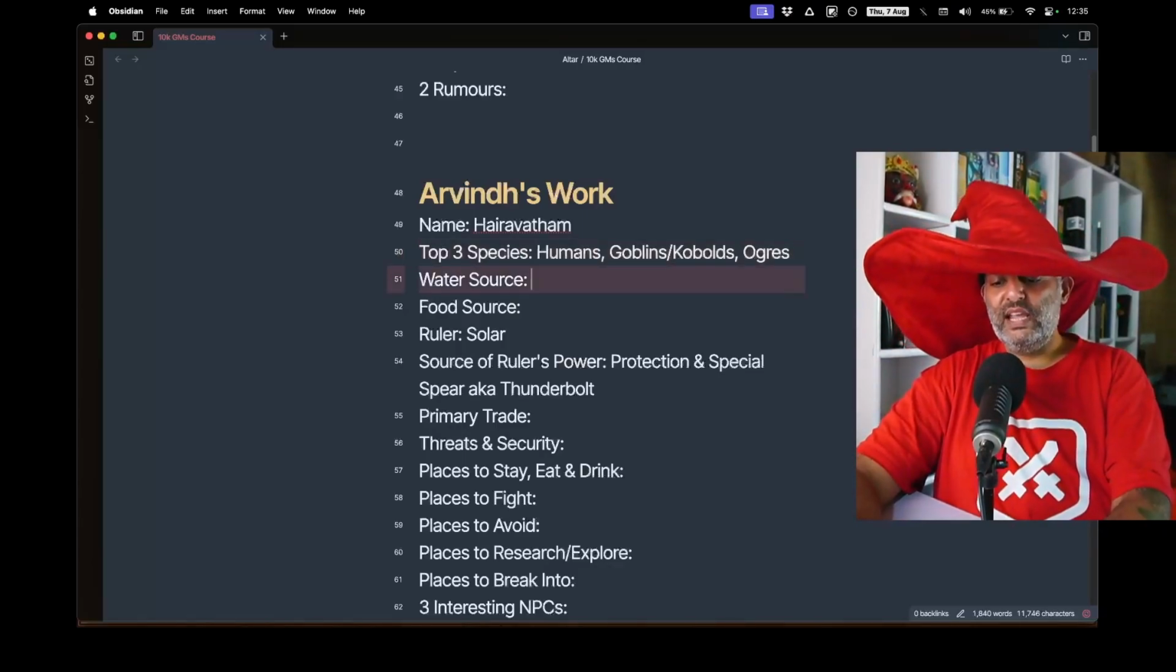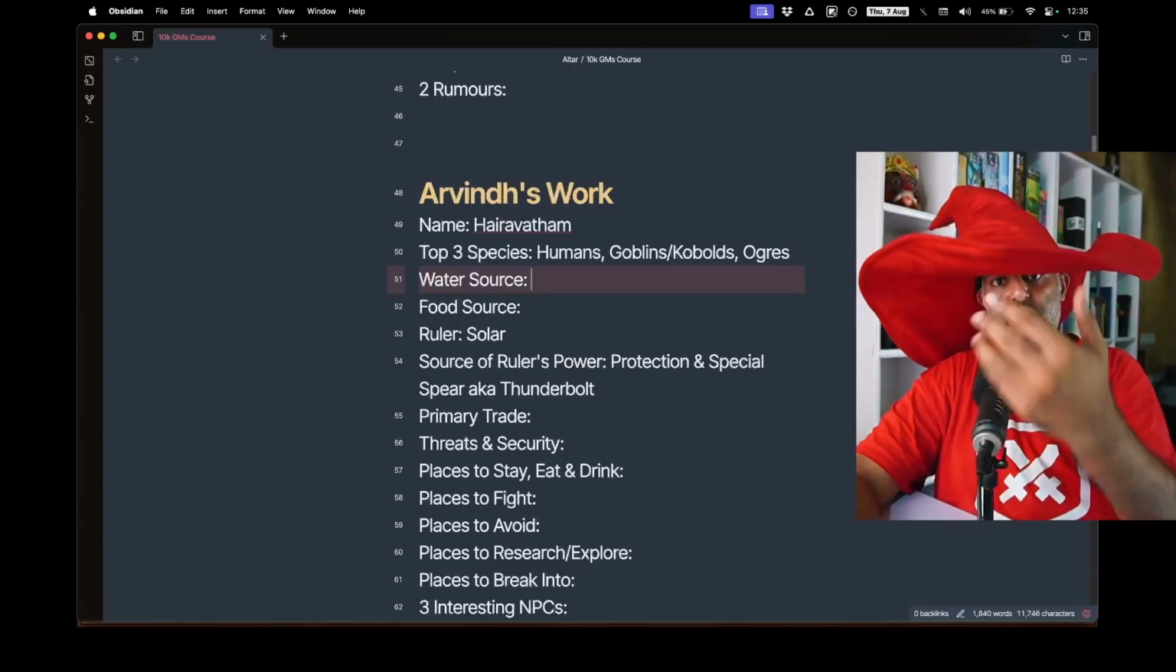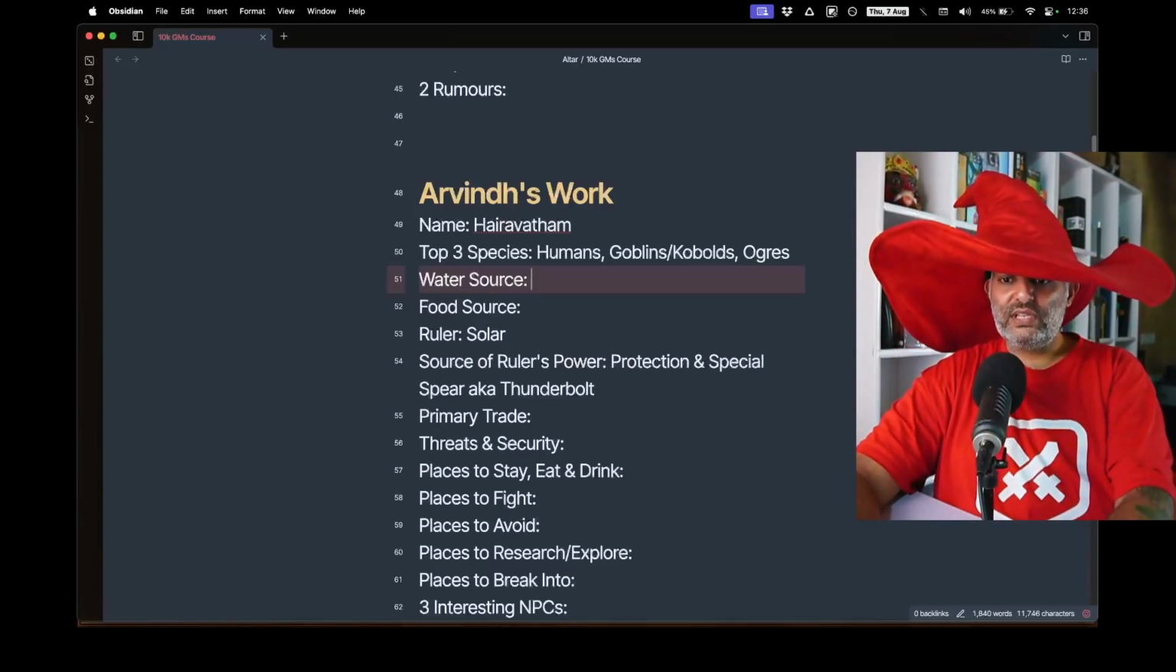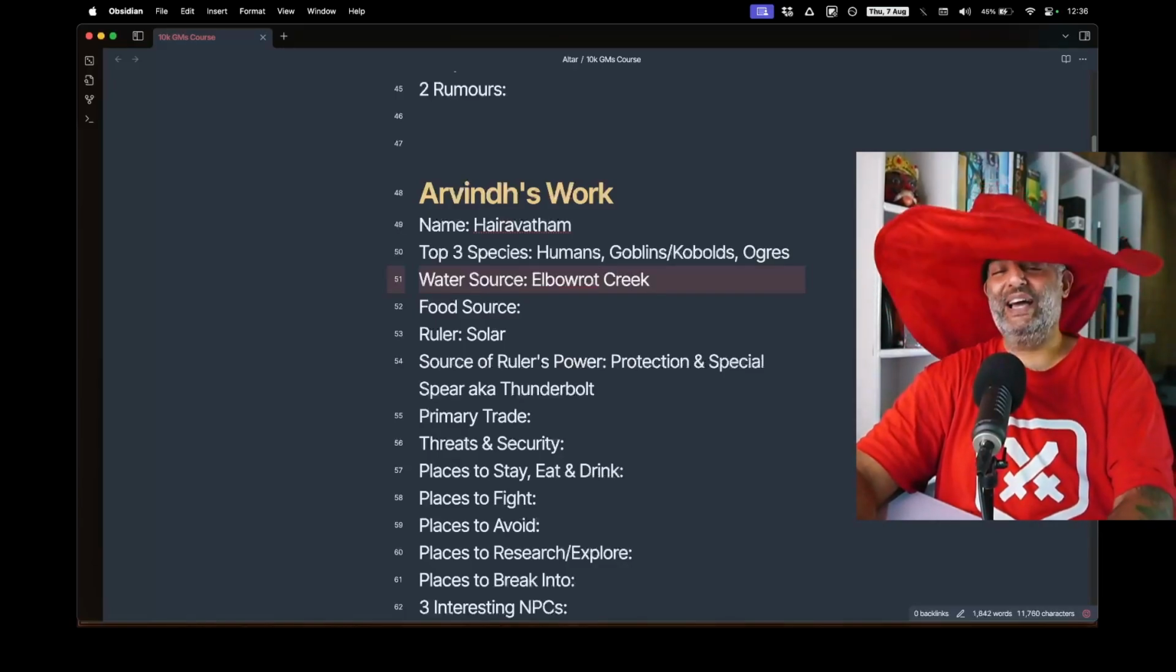Water source has got to be like a nearby lake. No. A lake is okay, but I'm thinking that this is going to be some place in the southern marshes. It's a place in my world. If you don't have a place, it doesn't matter, right? You can just invent something. The water source is going to be, I need something very simple. Yeah, I'm going to call it Elbow Rot Creek. Yeah, it's weird. Why not?